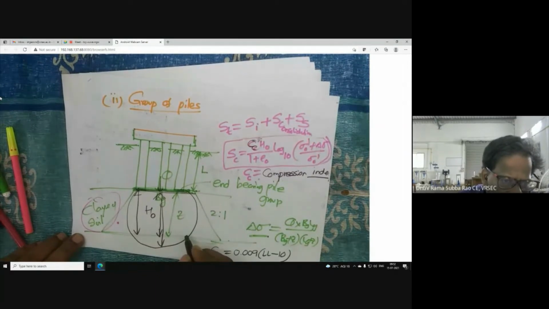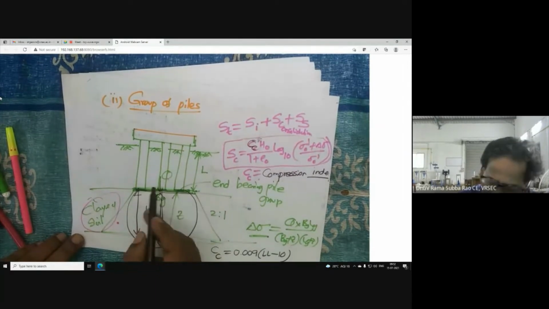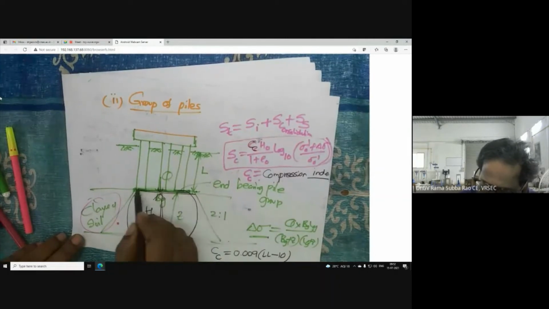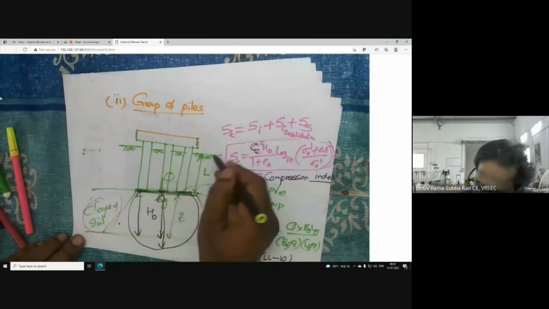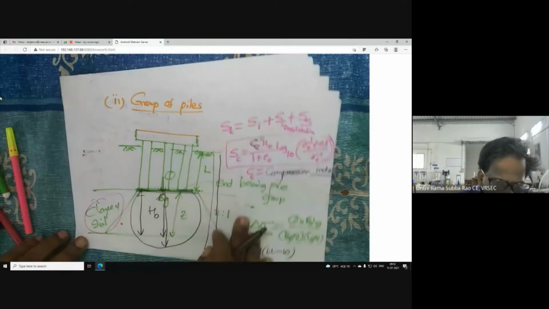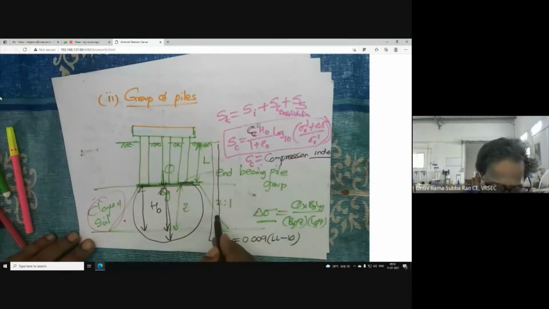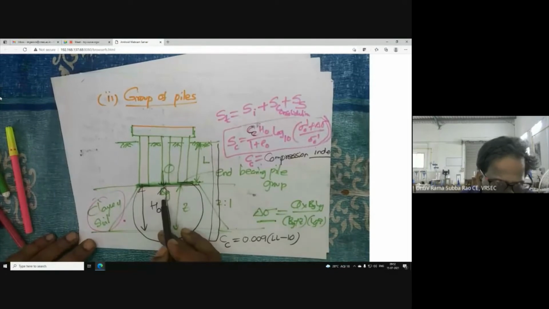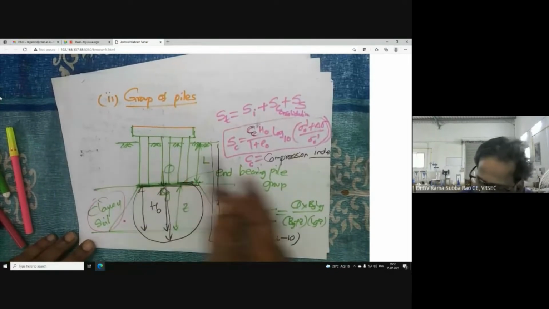Can anybody tell me the depth of influence, the significant depth? The significant depth means the depth up to which this stress is active. Up to that depth we have to do the investigation, the depth of boring. Any subject which needs soil investigation: stress due to applied load, pile foundation, settlement.